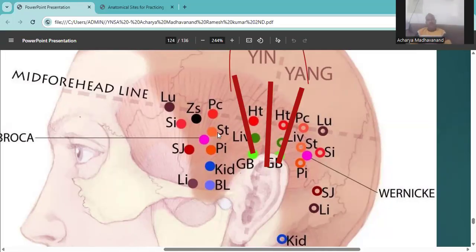This ZS point is very important point for all gynec problems. It is a very good point for all the gynec problems. If you have any ladies patient and she has gynec problem, then you can use this point with first priority, because this is very nice point. And it is in the next PPT.